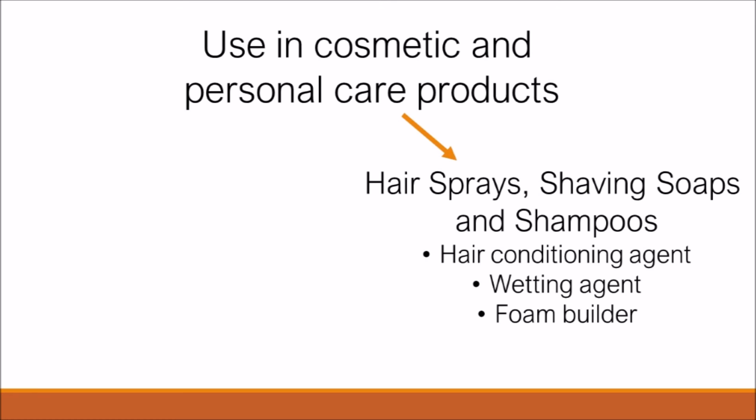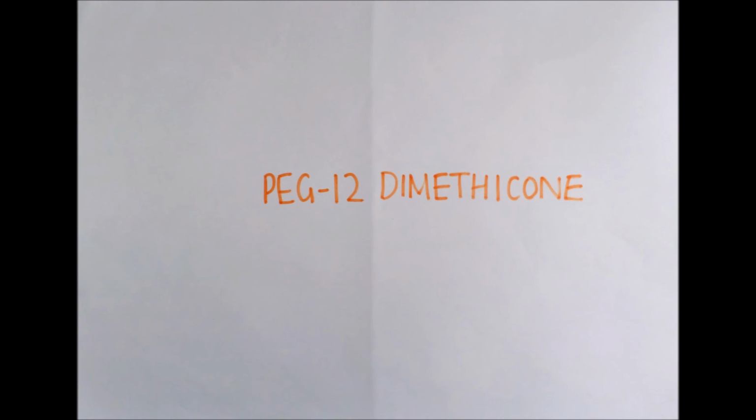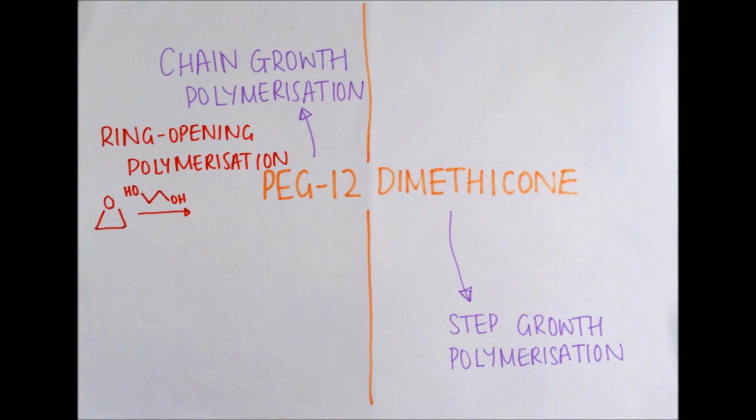The polymer also acts as a foam builder, essential to help the shampoo lather up in your hair. Aside from hair products, it's also found in skincare, lotions and perfumes, where its skin conditioning properties come in useful. Each of the two polymers are produced via different mechanisms, with polyethylene glycol being a chain growth polymer and dimethicone being a step growth polymer.